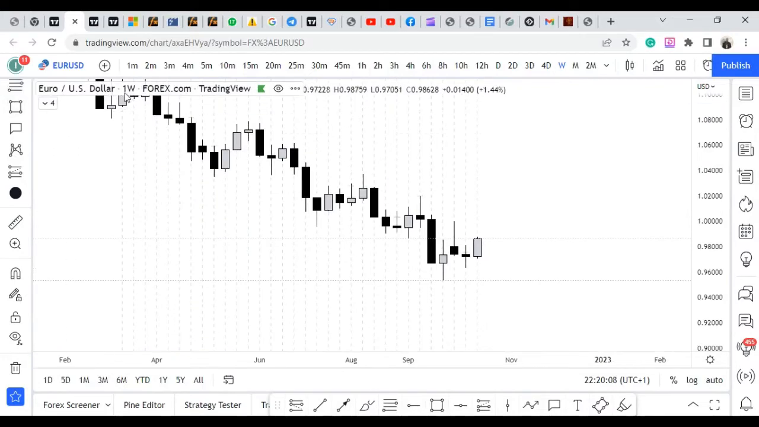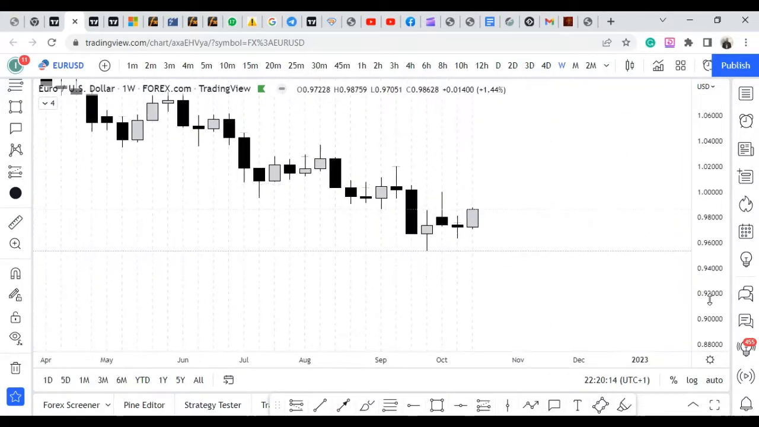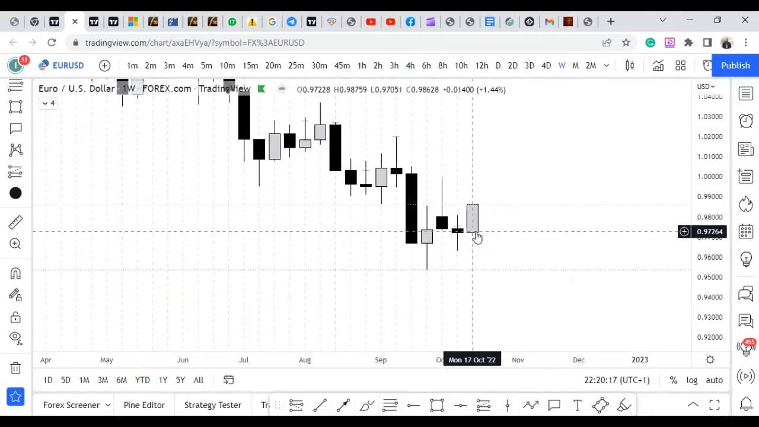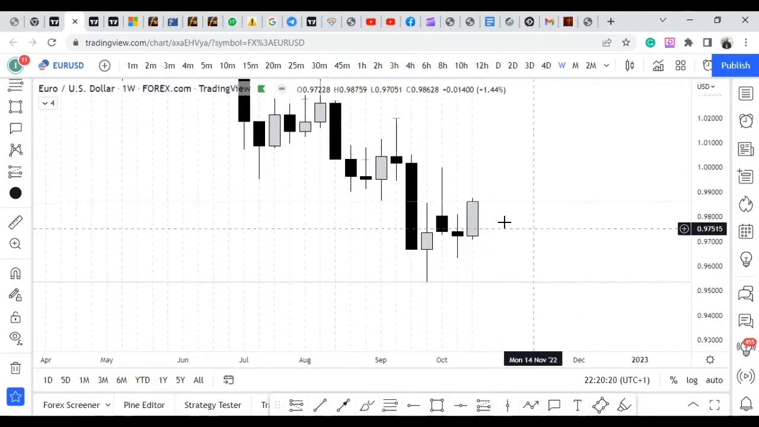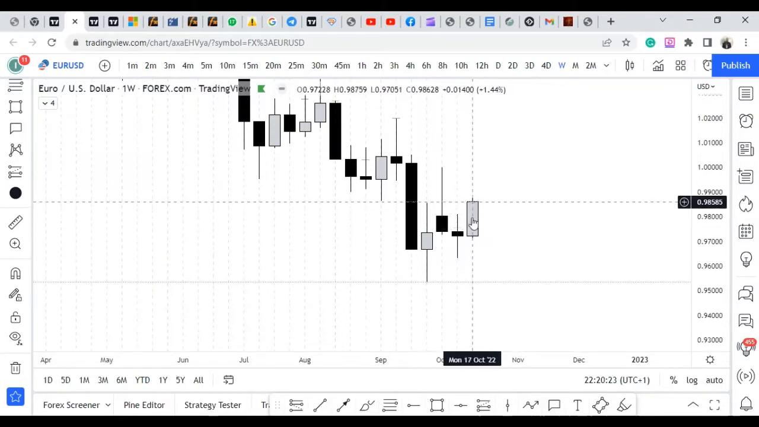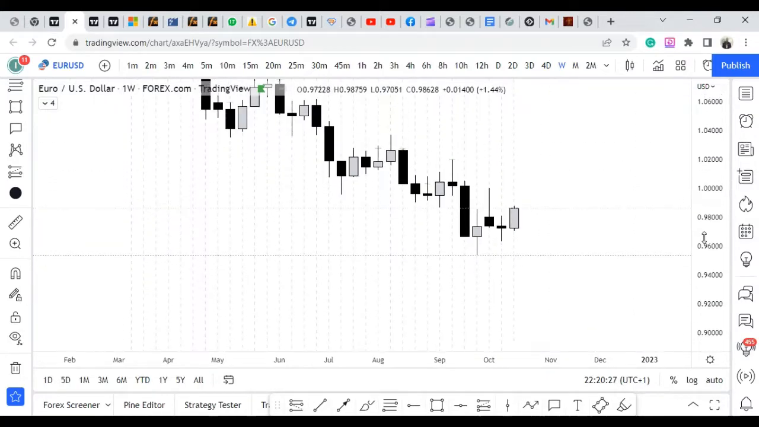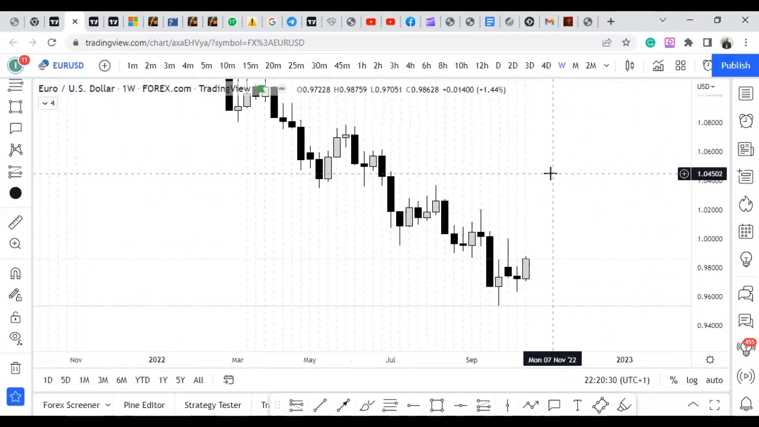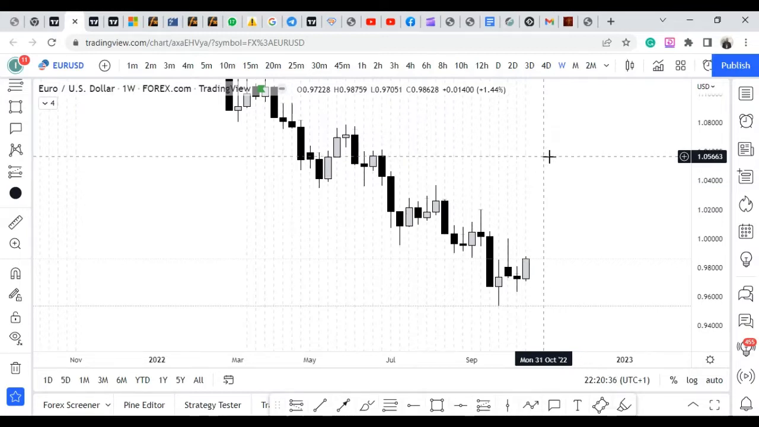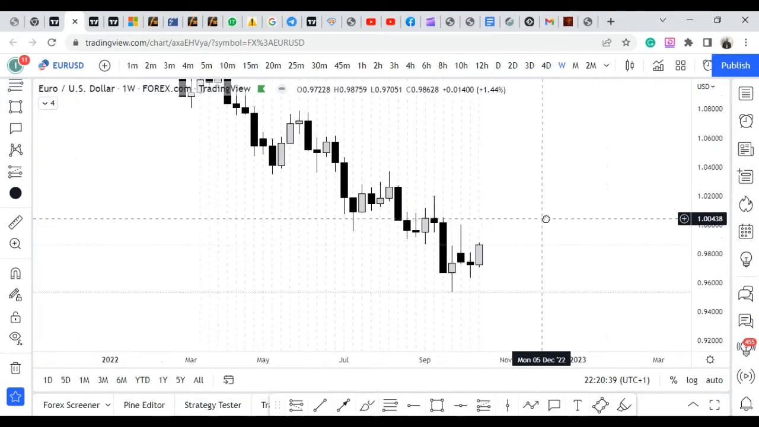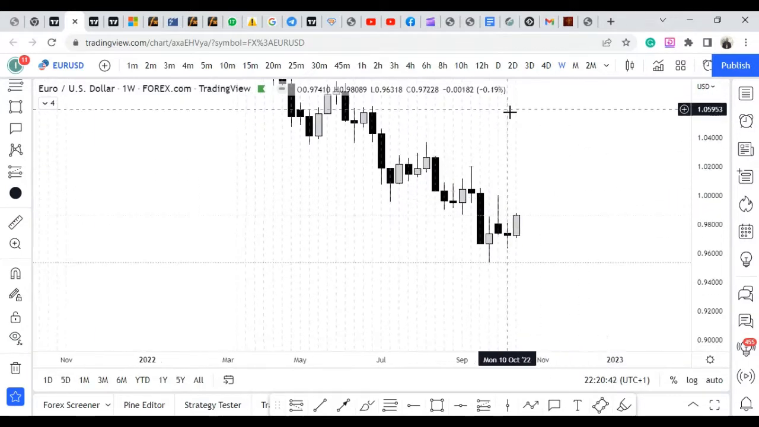So what we have now is the weekly time frame of Euro USD, and for this particular week just ended, we have this bullish candle. Which means that this particular week just ended was actually bullish. So I am most likely going to be starting with the weekly time frame, then scale down to the daily time frame, and then to lower time frames.